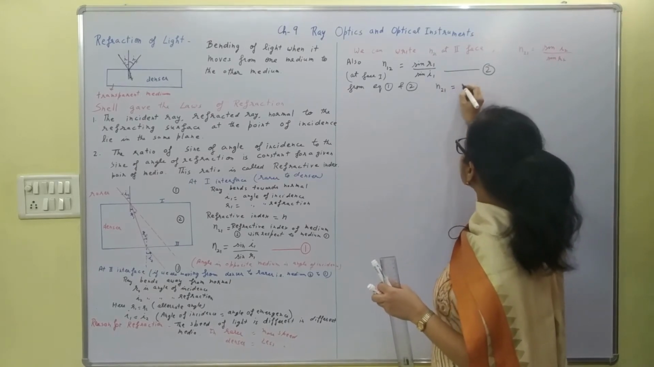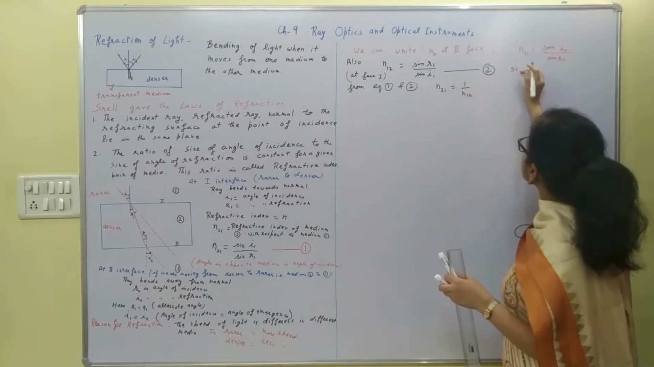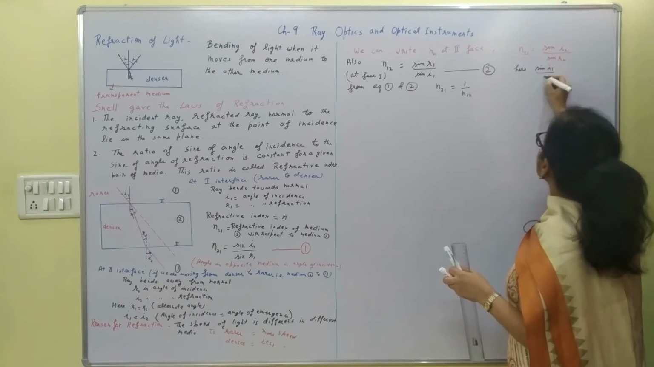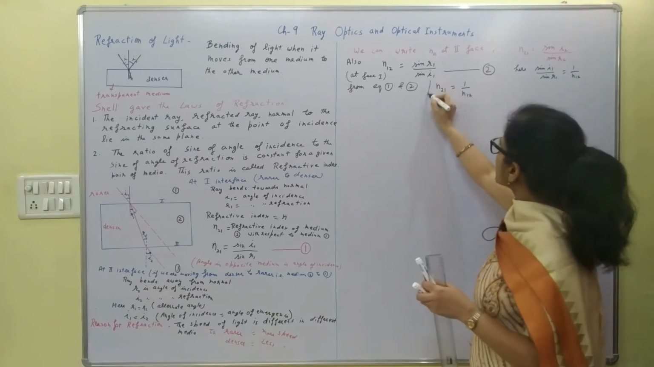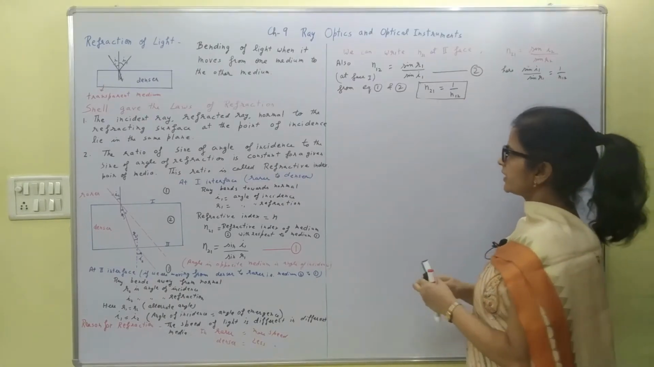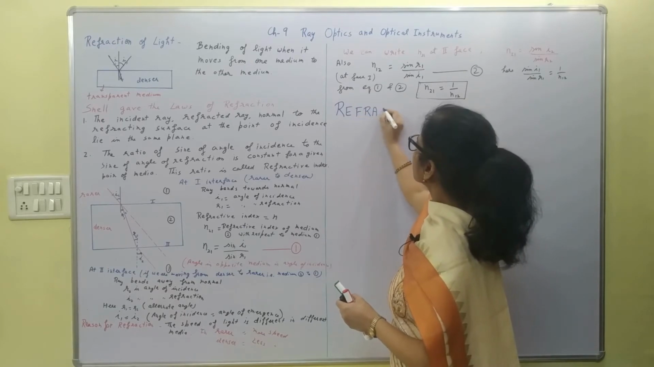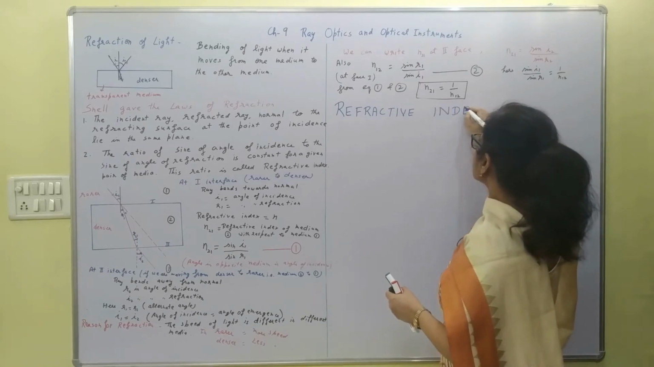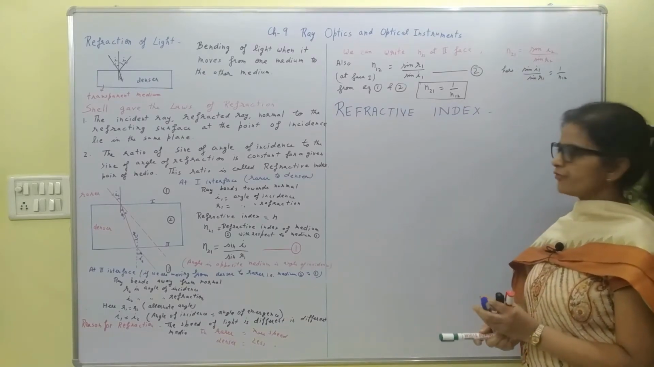N21 is equal to 1 upon N12, since here sine I1 upon sine R1 is equal to 1 upon N12, right? So this is an important result. Second, now we can discuss some formulas for refractive index. So one formula we have already written, it is the ratio of the sine of angle of incidence to sine of angle of refraction.